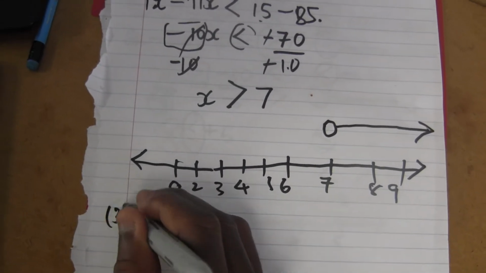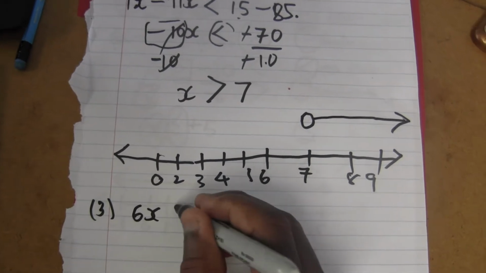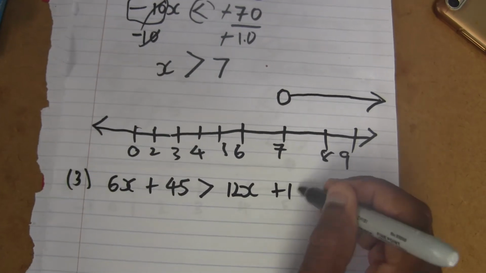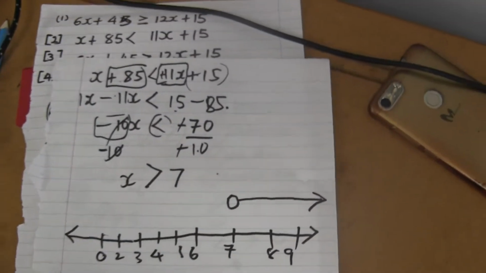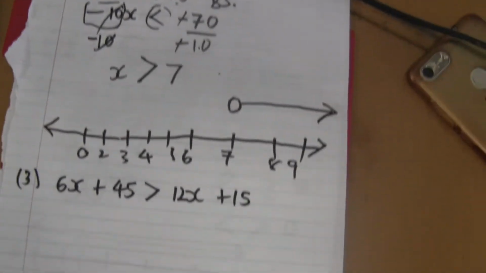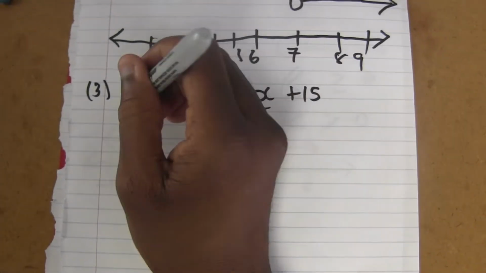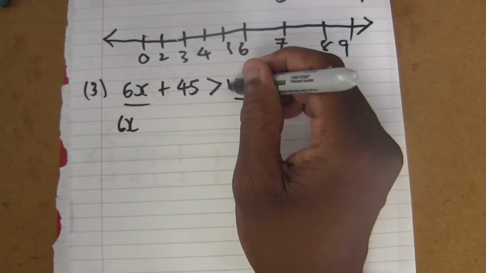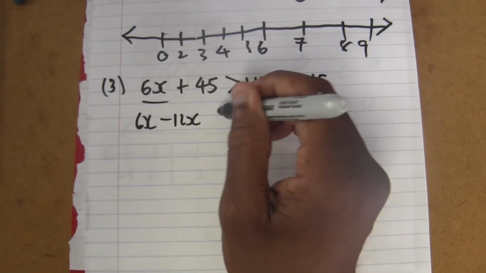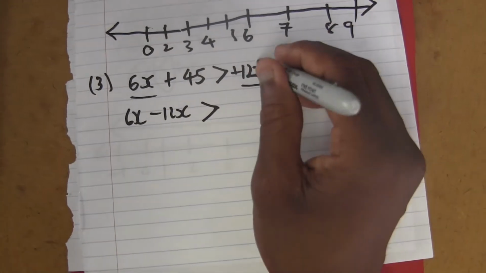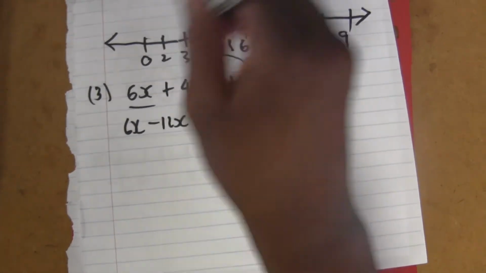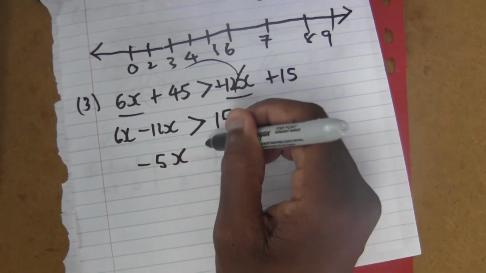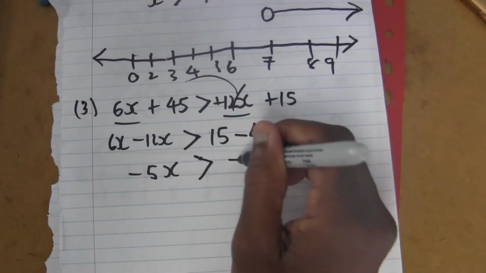So number 3, 6x, I think this should be the answer. So 6x plus 45 greater than 12x plus 15. So now the procedure is going to be the same. This is x and this is x, go to the left, so 6x. 12x goes over, so this is plus, when it goes over it's going to be minus 12x, greater than. Here you left your 15 because this one went to the left. 45 goes over, minus 45. So now when you subtract, you get negative 5x, greater than, and negative 30.